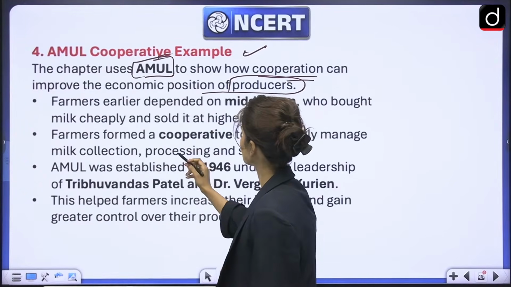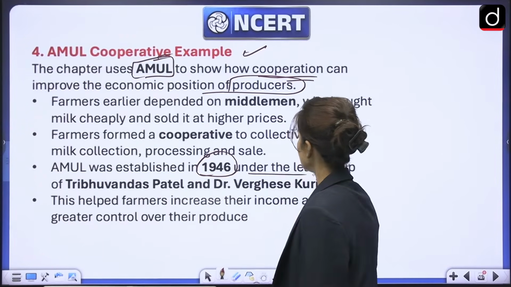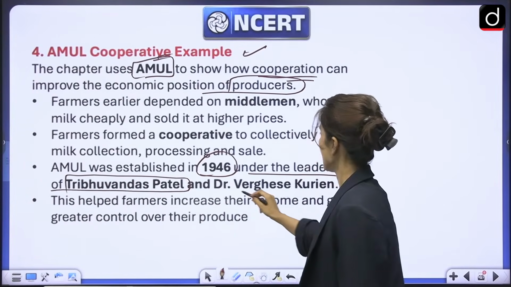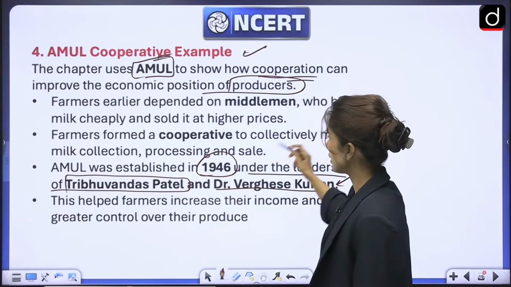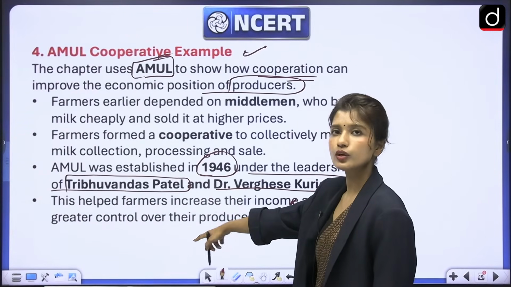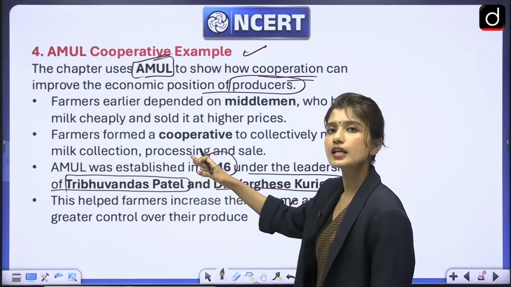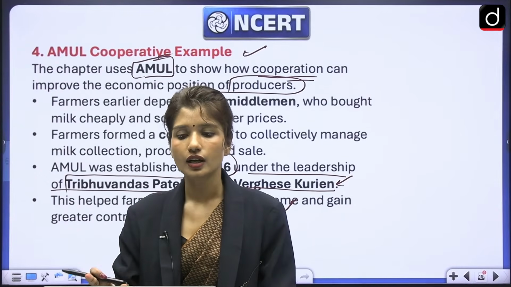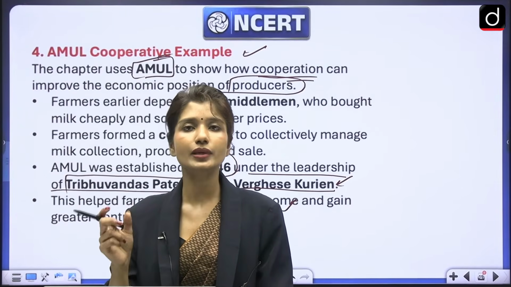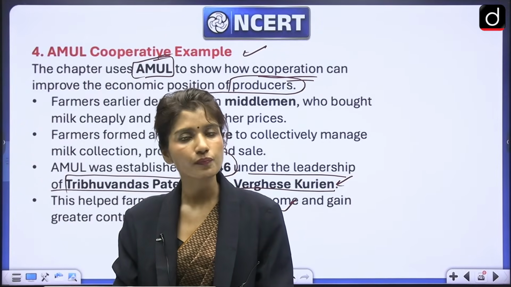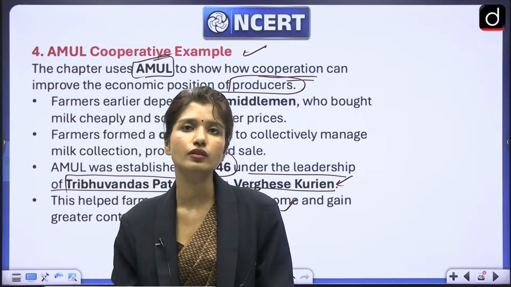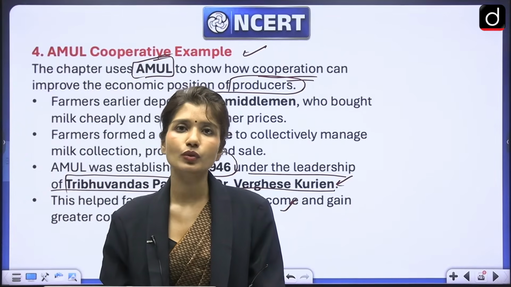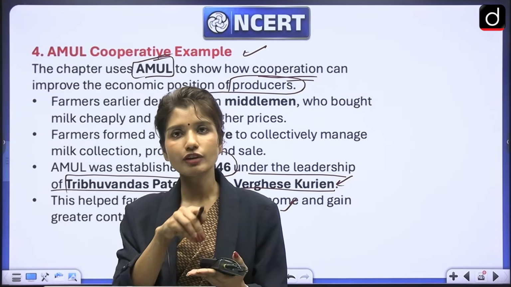Amul was established in 1946 under the leadership of Tribhuvan Das Patel and Dr. Varghese Kurien. And this helped farmers increase their income and gain greater control over their produce, because here farmers are getting benefit because there is no middleman here, right? So they have just given you an example of how when you make a cooperative, in cooperatives you can increase your income. Middleman usually takes all the income, all the cream of the milk, and the farmers usually are left behind with very few pennies or not at all. But this cooperative is an example where you can make a cooperative and then farmers get the benefit.